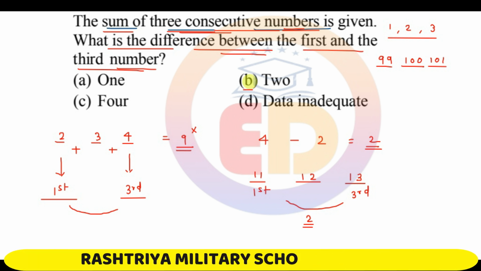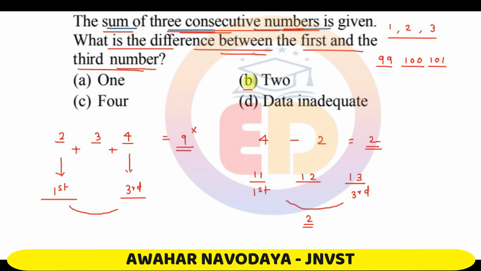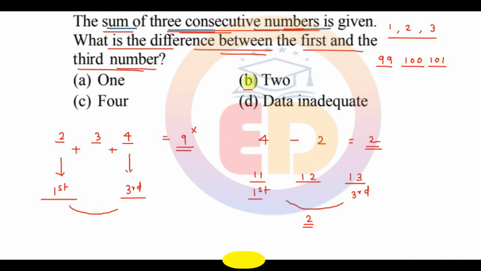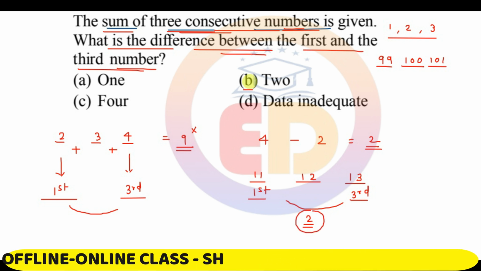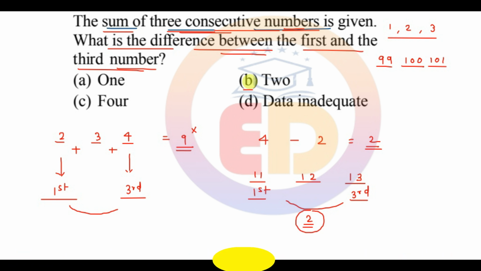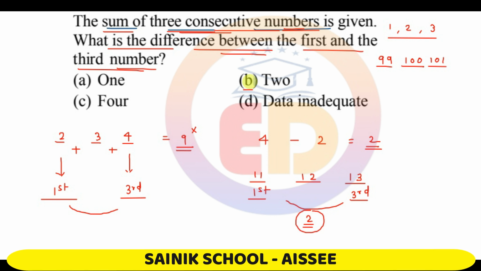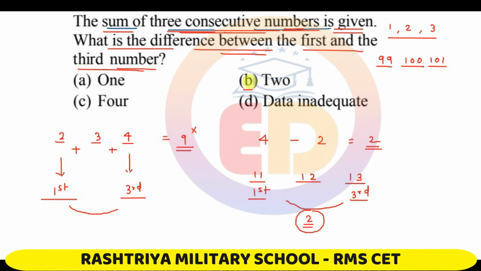Now remember, whatever numbers you take, 2, 3, 4, 11, 12, 13, 99, 100 and 101, the difference between the first and the third number will always be 2, irrespective of whatever number you take. And in this question, they have just confused us in the first statement by giving the sum of the three consecutive numbers. We don't want the sum if we want to find out the difference between first and third.